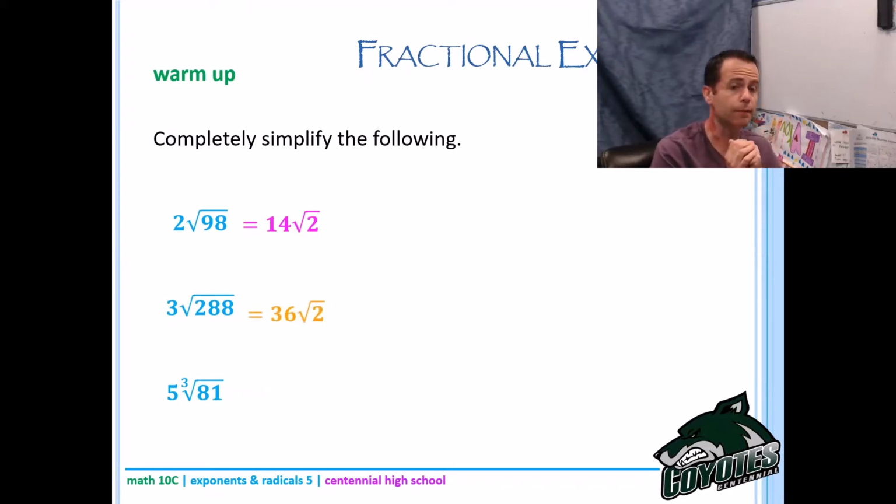And then for the 5 cubed root 81, I need a perfect cube. That's a factor of 81, which happens to be 27. So I'd be looking at 5 times the cubed root of 27 times the cubed root of 3. And then the cubed root of 27 is 3. So we'd be looking at 5 times 3 on the outside, which is 15. So the final answer would be 15 cubed root 3.